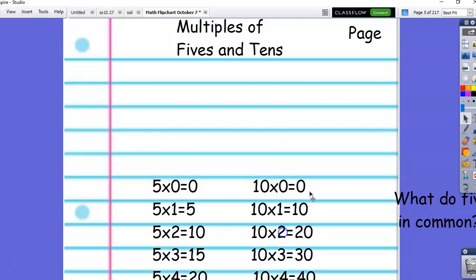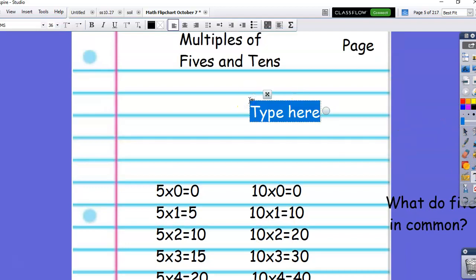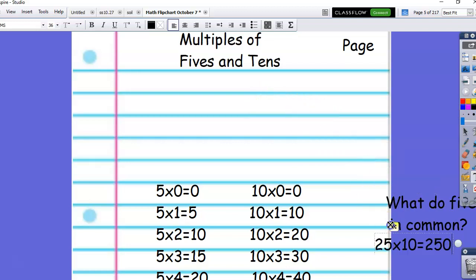Which was kind of cool because they actually came up with one where they asked me a question, is 25 times 10 equals, and they said, oh, Mr. Hazen, all I have to do is it's going to be 250 because 25 times 1 is 25, and then you add a 0 at the end. So it was a really quick, pretty cool thing to see how they made those connections.